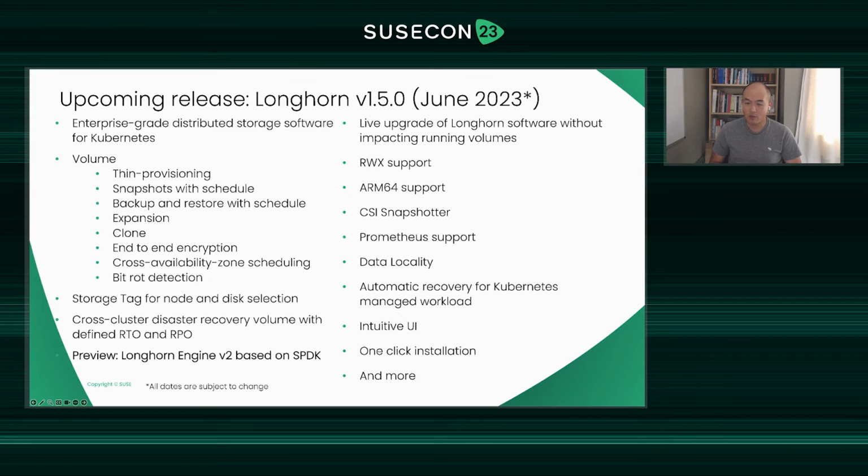So this month we are going to release Longhorn 1.5, and on the volume side, I do have a much fuller list of the features, but those are the major ones. We already have thin provisioning, snapshot with schedule, and you can do backup schedule and restore with schedule, as I mentioned before. You can do volume expansion. You can do volume clone. We also provide end-to-end encryption, which I think was added last year. And cross-AZ scheduling, that is what I mentioned before on the AWS case. And we have also added bit rot detection.